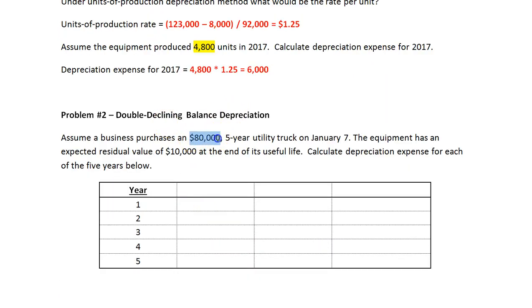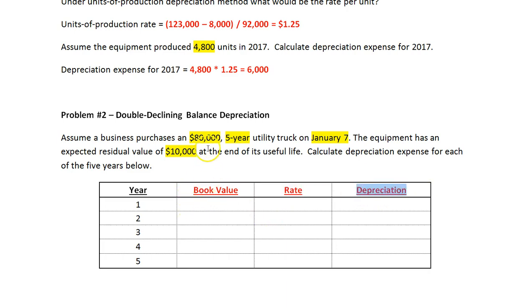Alright, double declining balance, $80,000 asset, 5-year asset, purchased at the beginning of the year. Okay, so it's a full year, that makes it easier. And we have a residual value of 10,000 at the end of its life. Calculate depreciation. We're going to leave this table in this problem, so we're going to look at the different attributes. We need to remember the book value is one of them, rate is this next column, and then the depreciation.